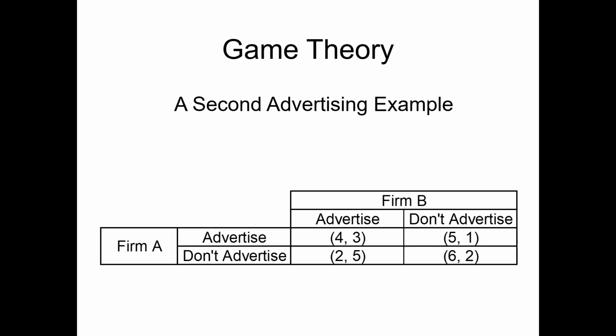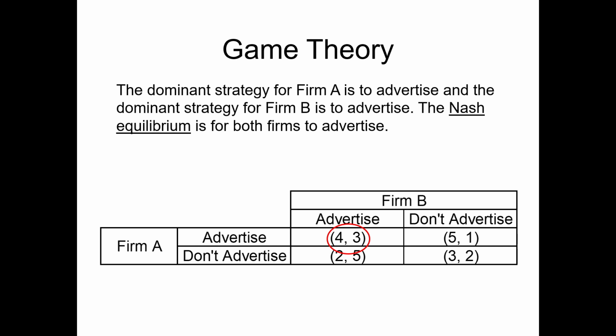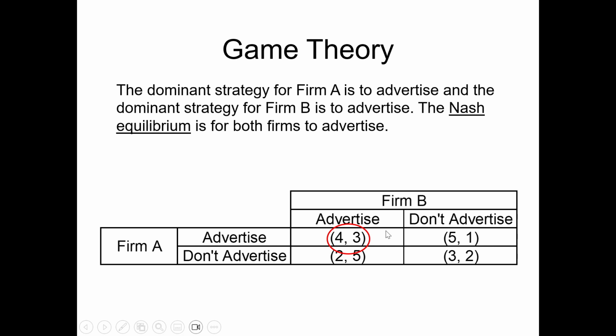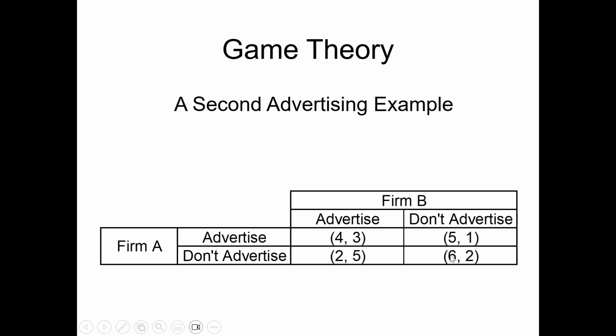Here we have a second advertising example. Comparing with the previous one, we have the same quadrants: firm A and firm B, each with advertise and don't advertise as their options. But in the last quadrant we can see a difference. All three quadrants are the same as the previous one, but the last quadrant is different. Here it is 3,2, but here it's 6,2.